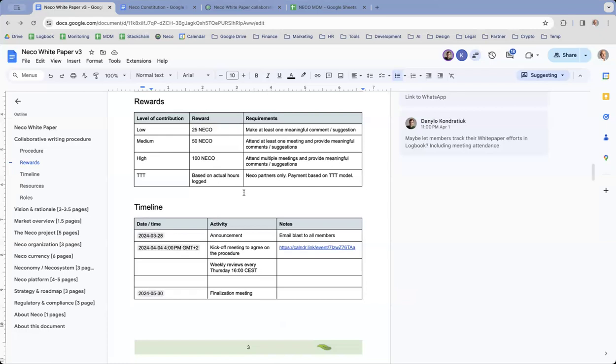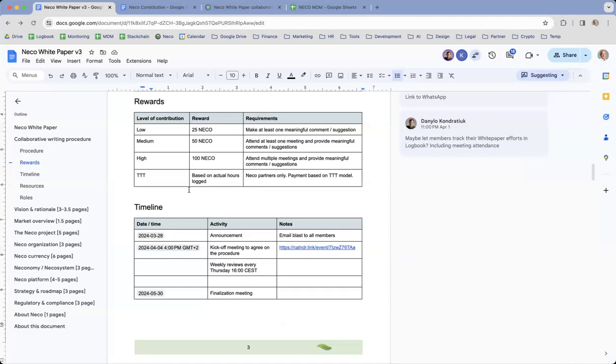The suggestion is to differentiate between 3 levels of contribution: low, medium, and high, and give rewards ranging from 25 to 100 Neco to every contributor. Low contribution means you have at least made a meaningful comment or suggestion that was helpful. That would be considered a low level of contribution, and you would earn 25 Neco at the end of this exercise. Medium is if you attend one of our meetings, and in addition to that, provide a meaningful comment or suggestion. And high is if you have attended multiple meetings and were really involved in the process of writing the white paper. So these are the rewards we suggest for normal Neco members in our team.